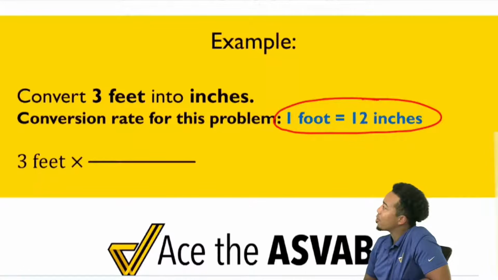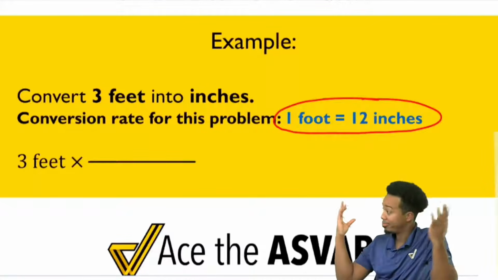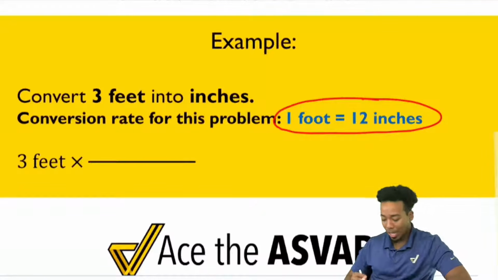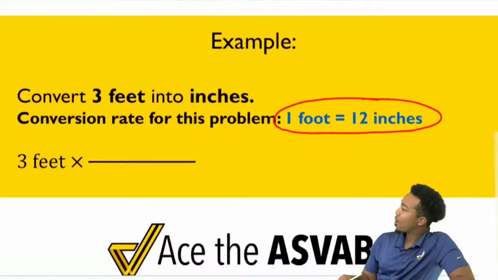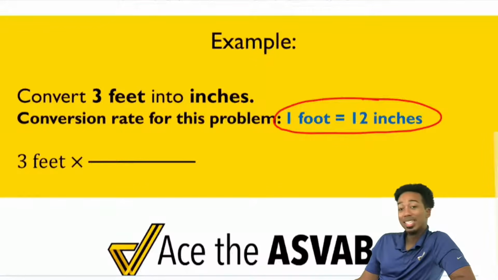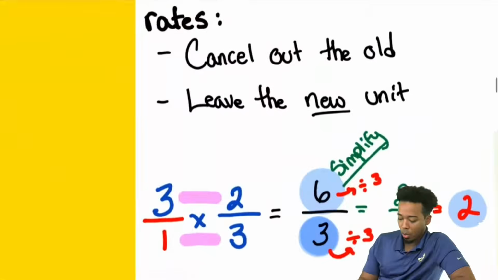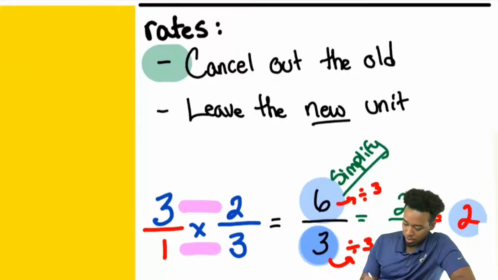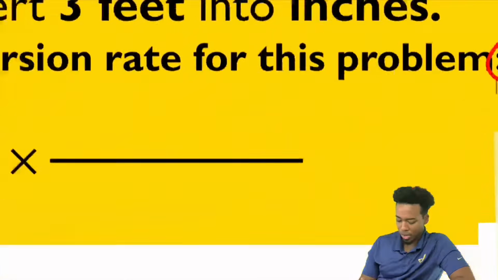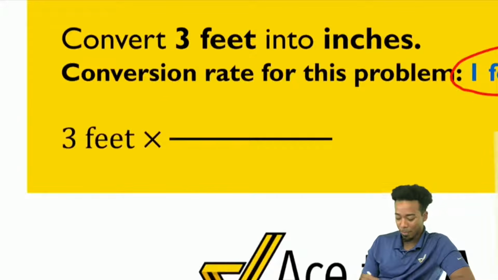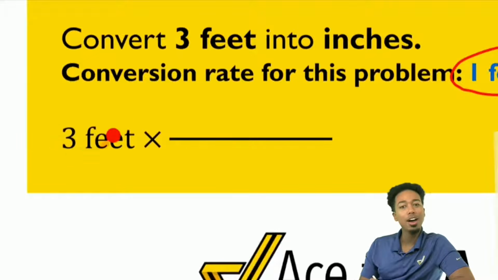So we are trying to go from 3 feet to however many inches, right? So let's understand what we're trying to accomplish, everybody. We're starting from feet, and we're trying to get to inches. What were those rules again? Oh, we want to cancel out the old and leave the new unit. Everyone, just like we said before, I warmed you up for this. This 3 feet right over here, is that going to be on the top or the bottom when it multiplies? It's going to be on top, right?